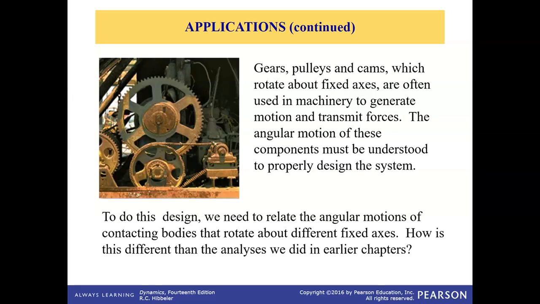Second set of applications is gears, pulleys, and cams. These are different members. They transmit the motion from the driver to the driven. Now, the angular motion of these objects must be understood properly to design the system. To do this design, we need to relate the angular motions of the contacting bodies that rotate about different fixed axes. How is this different from the analysis that we have done earlier in previous chapters?